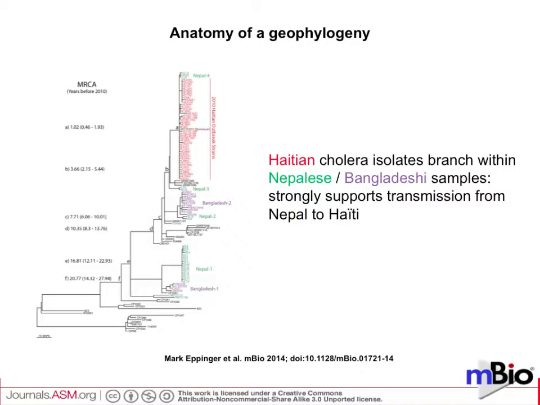And so what can we see from this? Well, it's very instructive that we see this clade that has only Nepalese and Haitian isolates. Immediately, that suggests a pretty strong connection between the two. This is not to say that it could very well be that there are unobserved isolates from a third country, and so we do need to be careful about that. But there is a strong suggestion here that there is a very close connection.